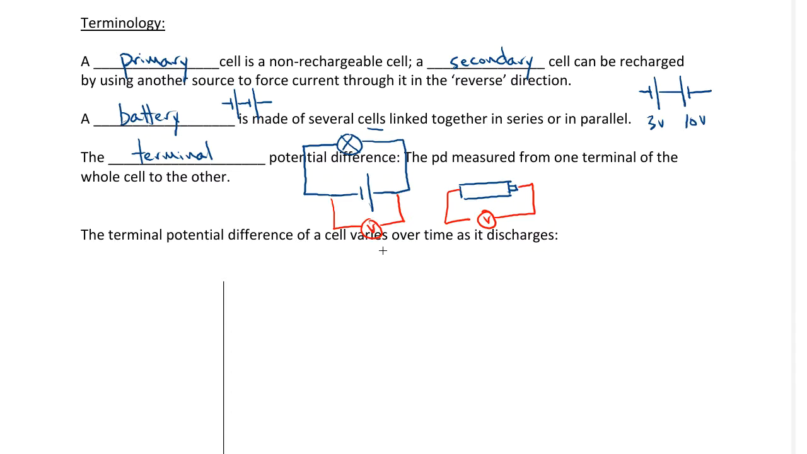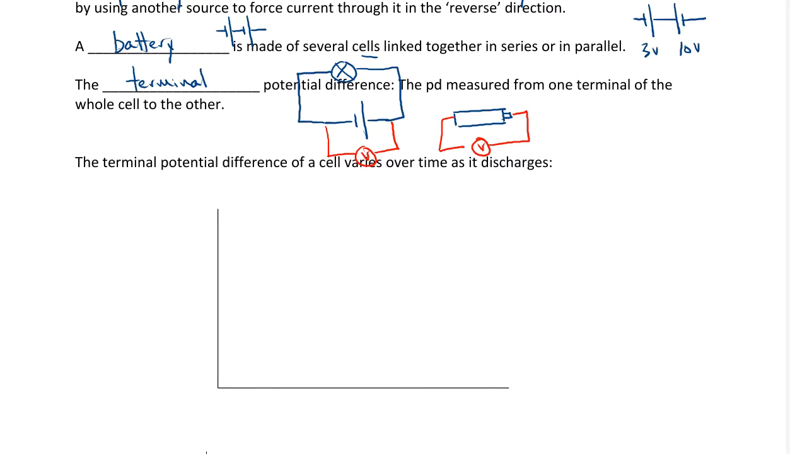Now, as we'll see in the next lesson, whether it's connected into a circuit or not actually is going to affect the reading I'm going to get for the terminal potential difference because of resistance within the cell itself. We'll explore that in the next lesson. Now, the terminal potential difference of a cell varies over time as it discharges.